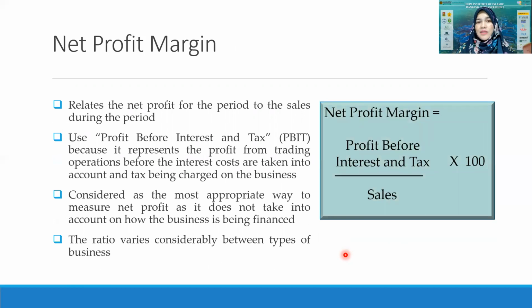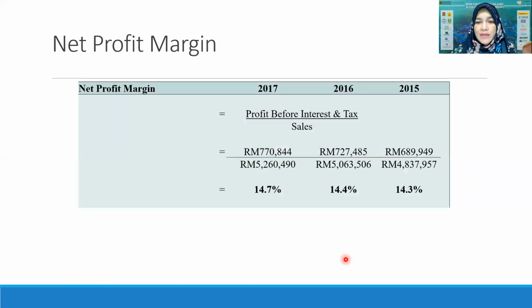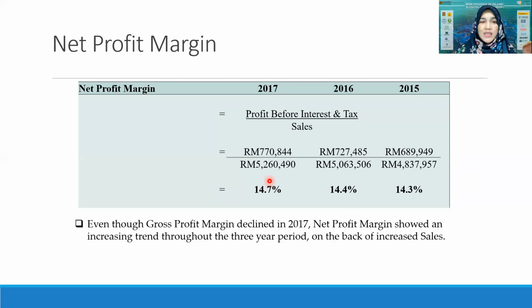made a slight decline in the gross profit margin, in terms of the net profit margin, their rate is increasing in the year 2017. Which means that the company is actually efficient in managing its other expenditure, for example the sales expenditure, the finance costs and also the administrative costs. So they are efficient in managing all those three expenditures.